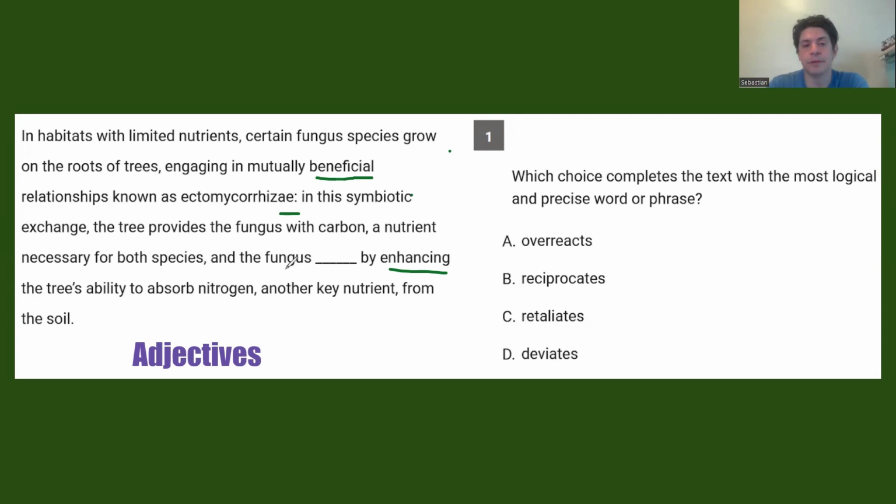And what does the fungus do, right? If one thing helps you and then you do it back, what is that called, right? Overreacts has a negative connotation. Retaliates would be like if you're attacked, you would attack back. Deviates is if you're doing something different. So then you get reciprocates. It returns the favor and reciprocates it. Okay. So now we'll go to the next one.